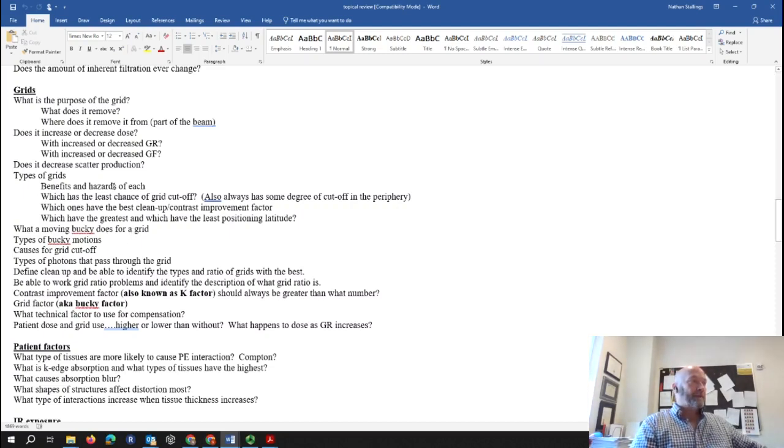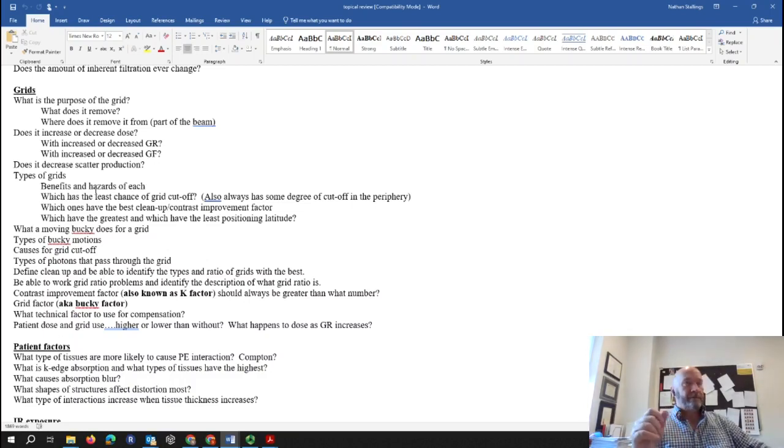It doesn't really matter. So then you've got a cross grid. You can have two different types of cross grid. One's pretty rare, but a parallel cross grid is kind of like you've taken two grids and stacked them on top of each other with grid strips going perpendicular to each other. The benefit there is that you've got very good cleanup. With a parallel grid, you can still have scattered photons make it through the grid as long as they're going parallel to the grid. With a crosshatch or a cross grid, that's not going to happen. They're going to be absorbed regardless of which way they go.